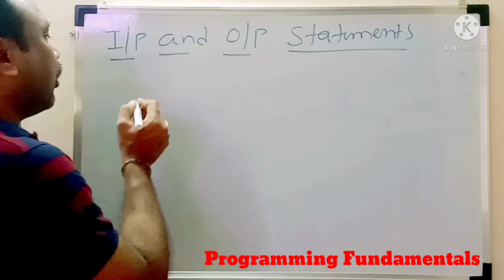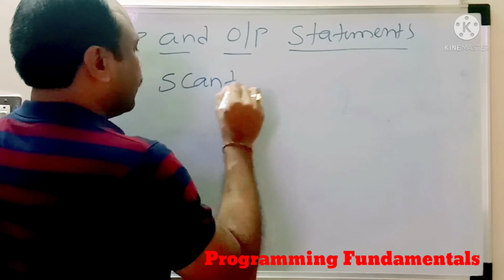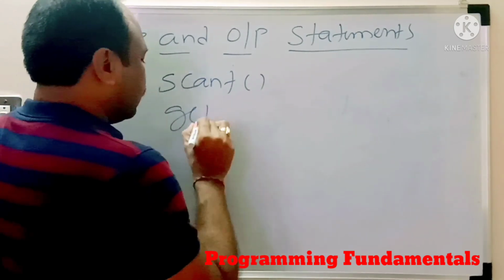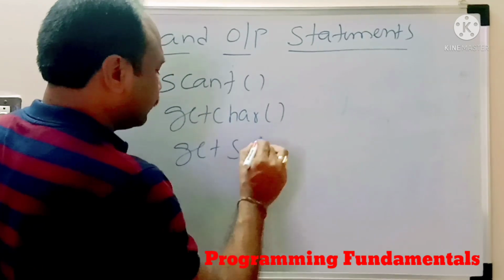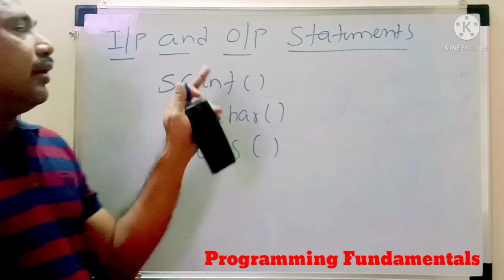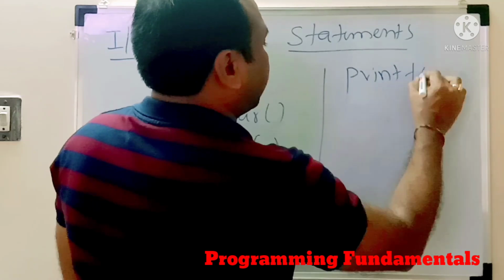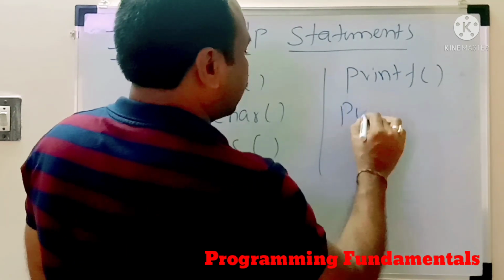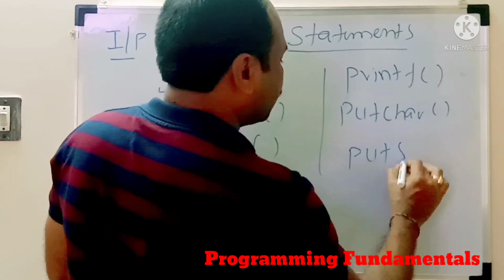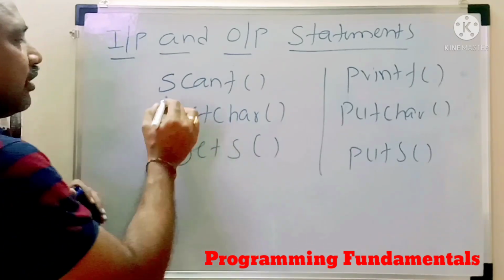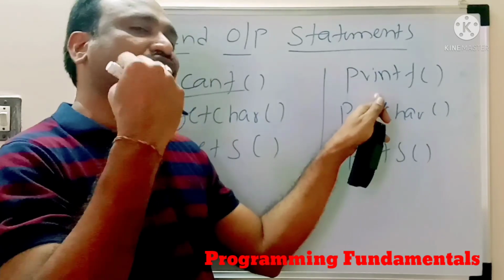By using input devices, if you want to supply data to the program, we use the following functions: scanf, getchar, gets. I already explained the output statements printf, putchar, and puts. Corresponding to output, we have input: scanf. What is the purpose of printf? It can print any type of values and any number of values.